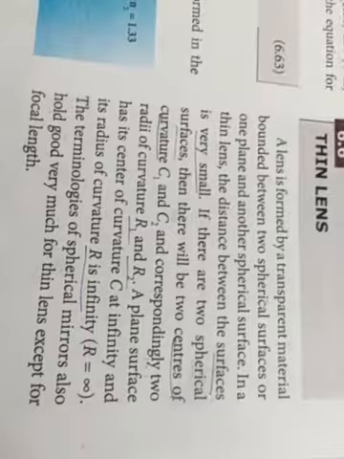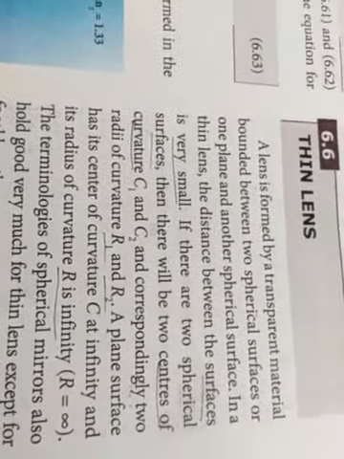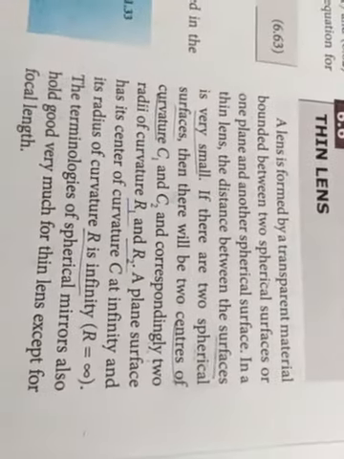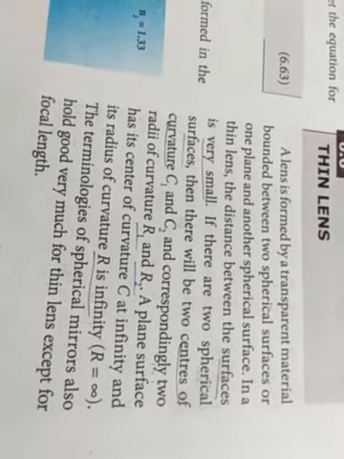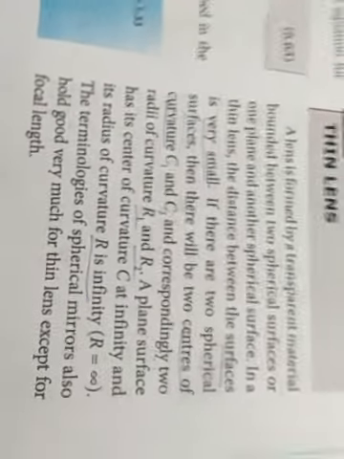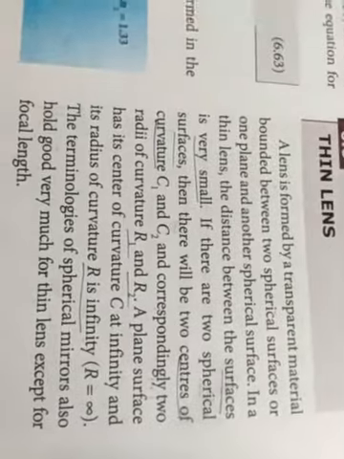Good morning students. Today we are going to discuss the thin lens. A lens is formed by a transparent material bounded between two spherical surfaces, or one plane and one spherical surface. In a thin lens, the distance between the two spherical surfaces is very small.